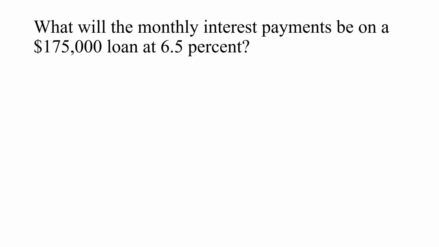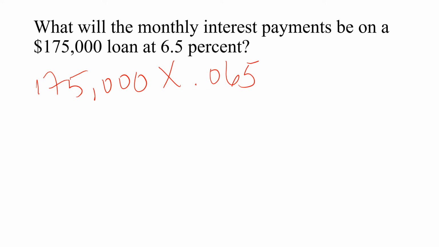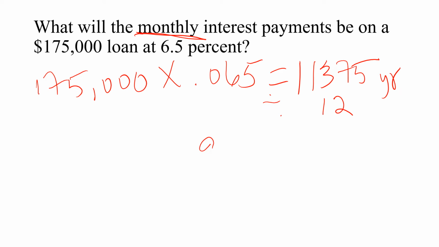What will the monthly interest payment be on a $175,000 loan at 6.5%? 175,000 times 0.065 equals 11,375. That's per year. It wants my monthly interest payment, so I'm going to divide that number by 12, and get my answer of $947.92.